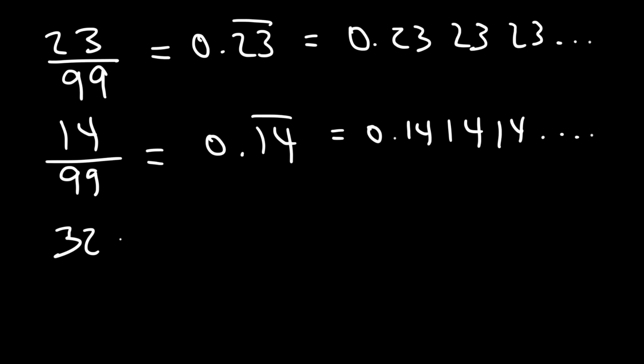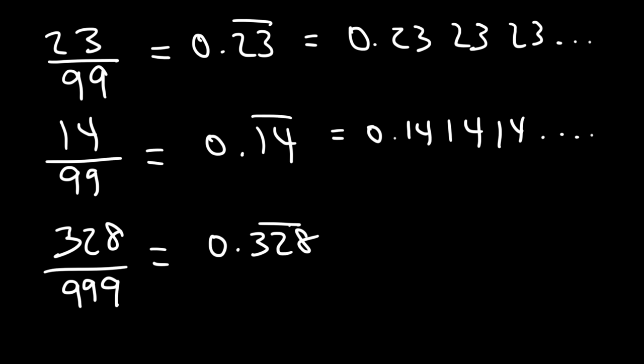Now what do you think 328 over 999 is equal to? So this is going to be 0.328 repeated. I forgot the decimal point: 0.328, and then 328, 328, and so forth.